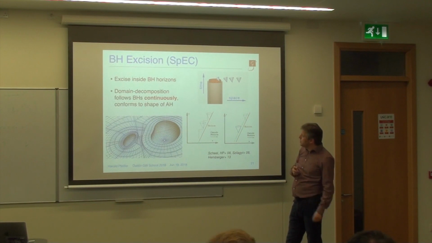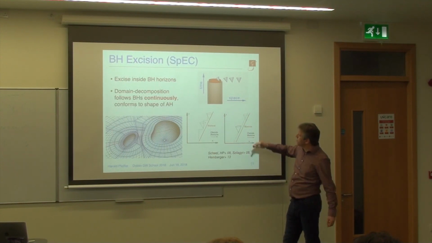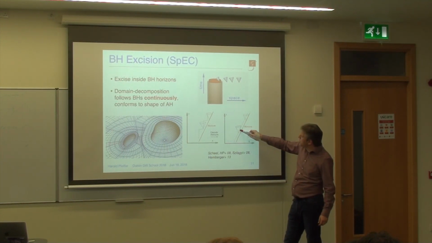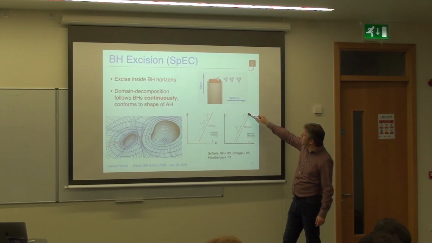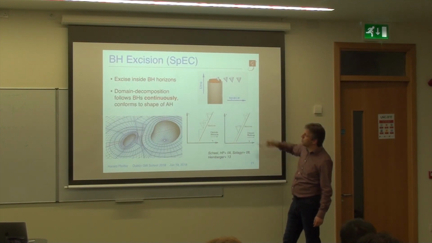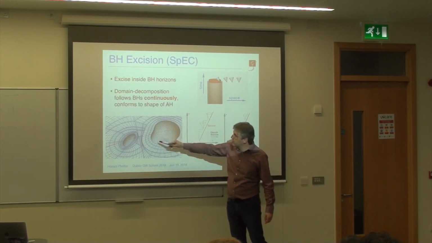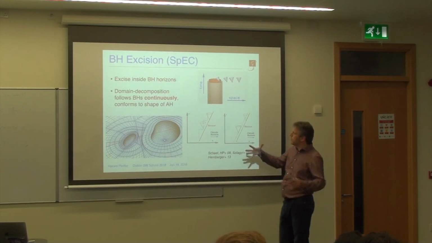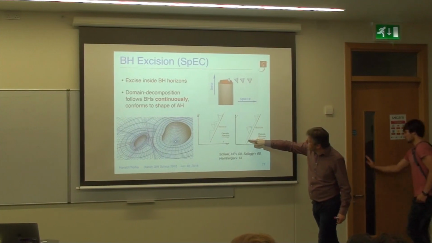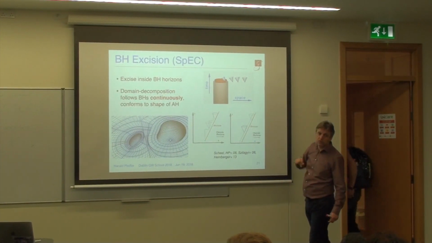So what we ended up doing is coding continuous coordinate transformations that make the excision boundary continuously track the horizon location. And it also deforms along with the horizons via merger, such that the excision boundary can remain very close to the horizon all along.